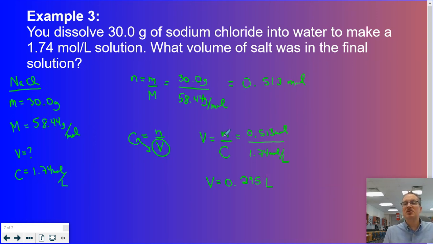So this question would be out of 6: formula, substitution with units, answer with units, 3 sig digs, formulas, because we had to manipulate it to move it around, substitution with units, answer again with units in 3 sig digs.